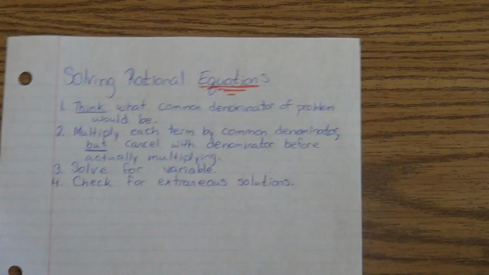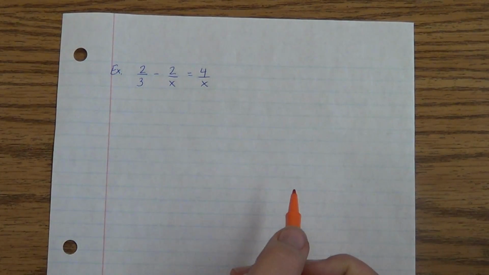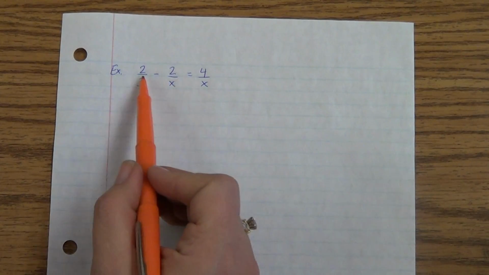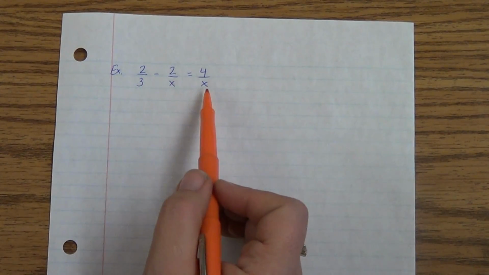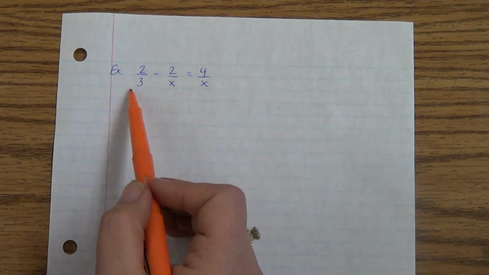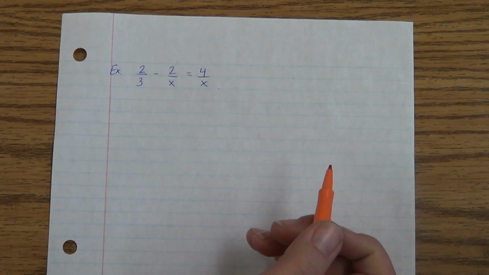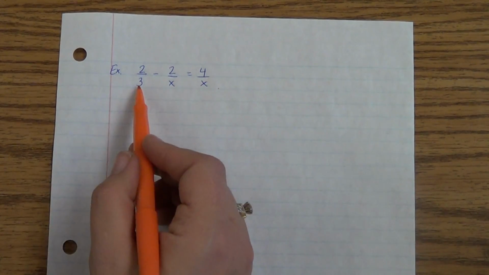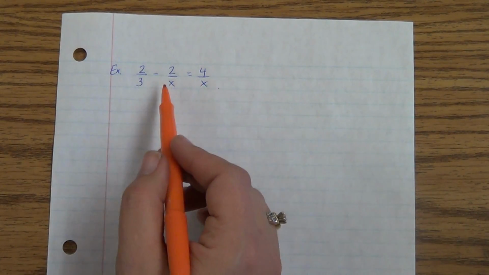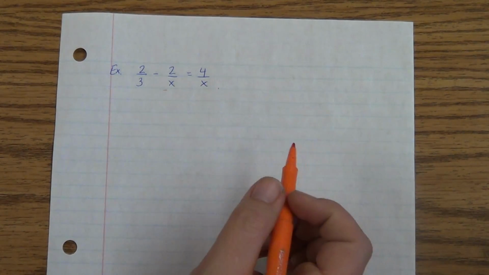All right, here we go. So we're going to start with this example. We have 2/3 minus 2 over x equals 4 over x. So I look at the whole problem, step number 1, and think about what my common denominator would be. Well, if I was going to make a common denominator for all 3 of these, it would be 3x. This one has a 3, this one has an x, this one has an x. But I don't need 2 x's because I already have 1. All right, so here we go.